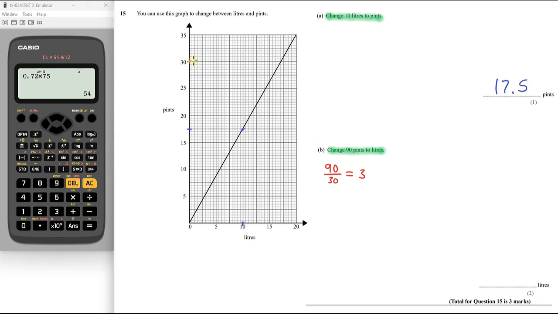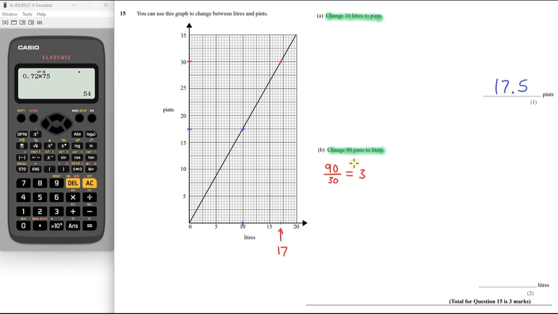So let's do that. If we read across from 30 until we get to the line, it's not quite halfway, it's I think on that point there. So now if we come down, that's going to be 17 because each of these is 0.5. So there's 10 squares and there's only 5 units. So each of these is 0.5. So 15, 15.5, 16, 16.5, 17. So let's just mark that on there. That is 17.